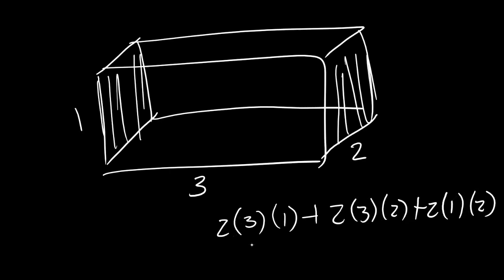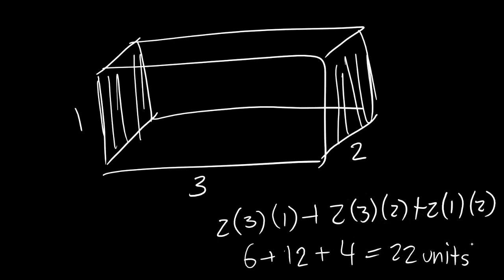2 times 3 times 1, that's 6. 2 times 3 times 2, that's 12. 2 times 1 times 2, that is 4. And that gives us 22 units squared. Alright, great. We won't do another practice of that. Now we're going to go to the cylinder.